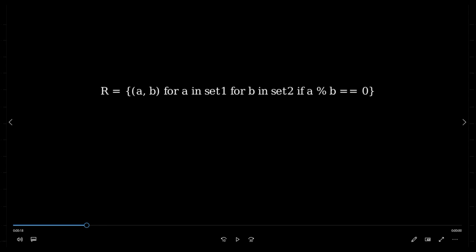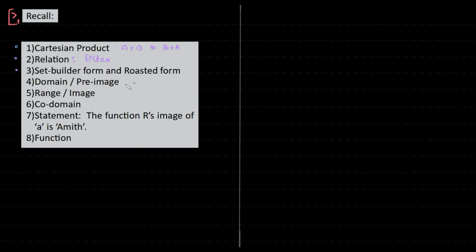So it's very important for us to understand the set builder form. Right? So sorry, that is set builder form. Now the roster form of the same would look like this. R is equal to {(8, 2), (12, 2), (12, 3), (15, 3) and (15, 5)}. So that would be your roster form.